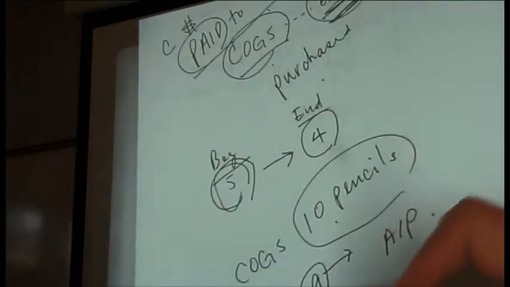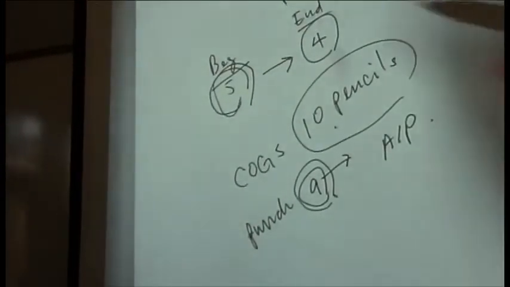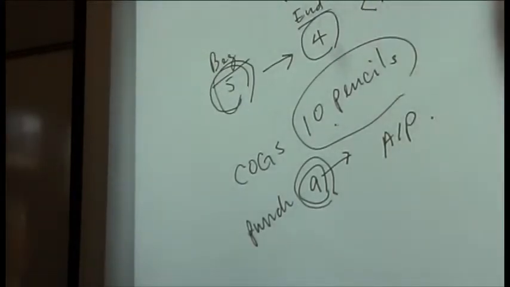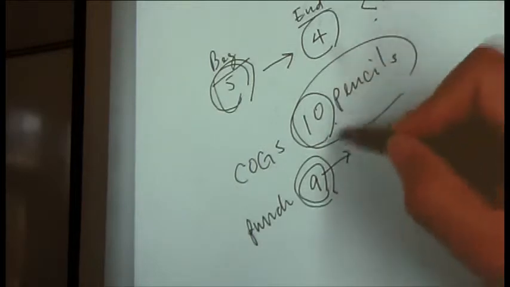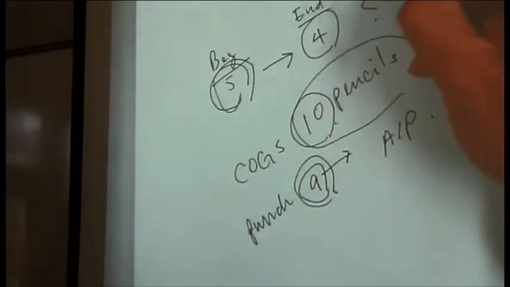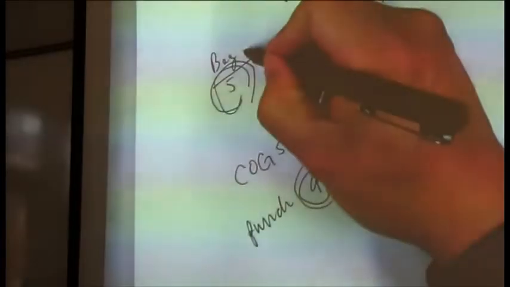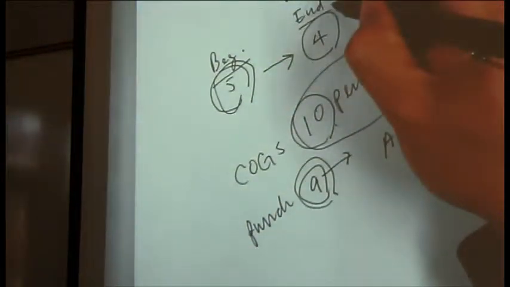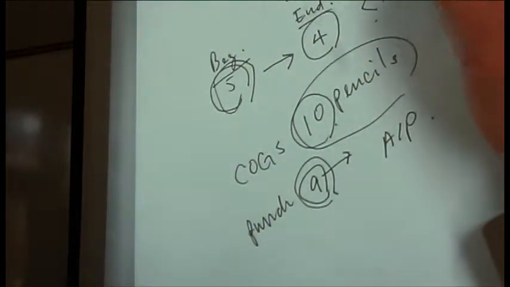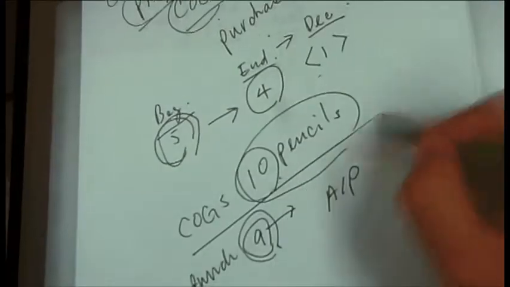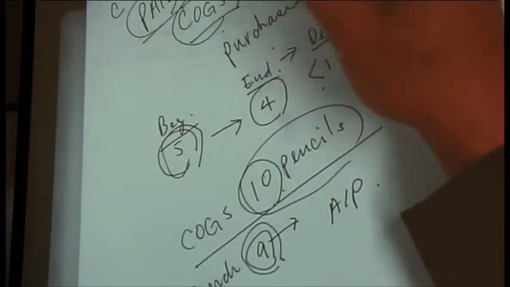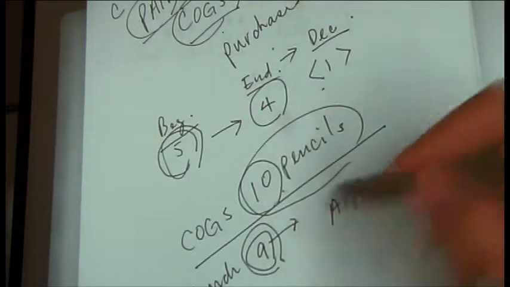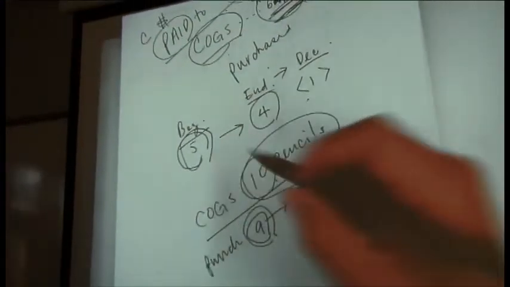And how did you come up with a 9? To the beginning, added 10 minus 1. Beginning 5, ending 4, right? Inventory decrease, am I right? Cost of goods sold is 10, right? I'm talking about quantity. I'm going to translate into dollars. But I'm trying to help you in the easiest possible way.